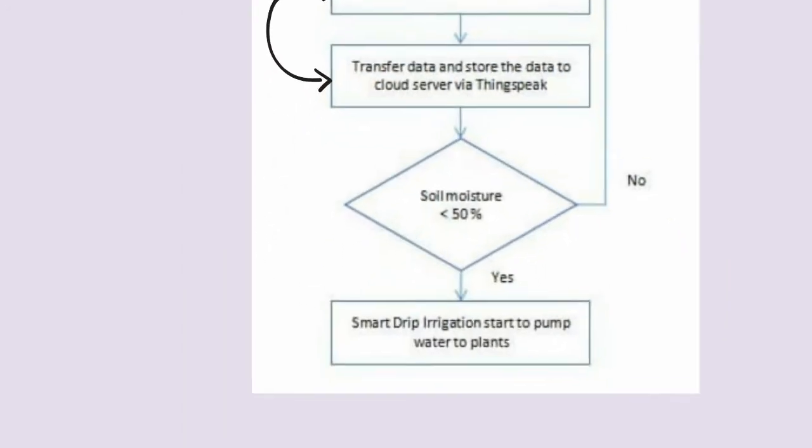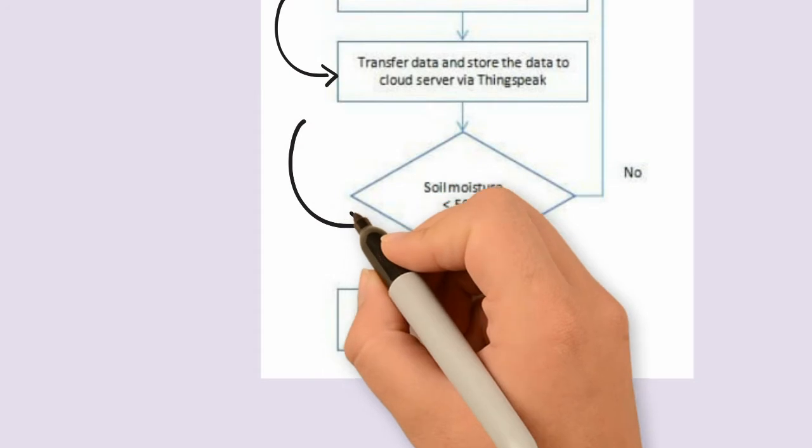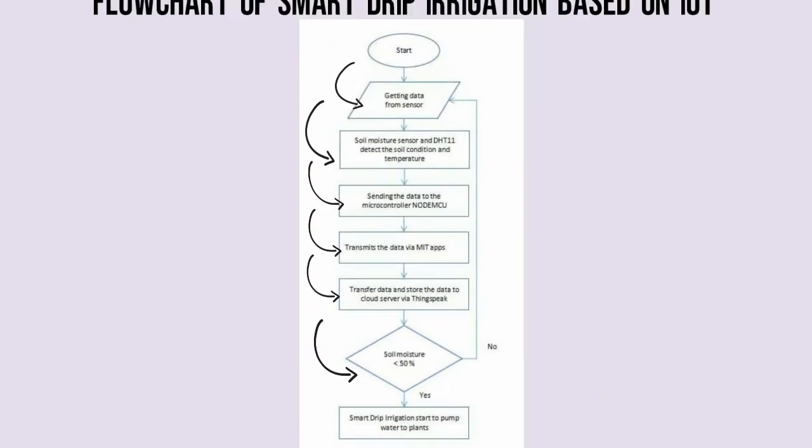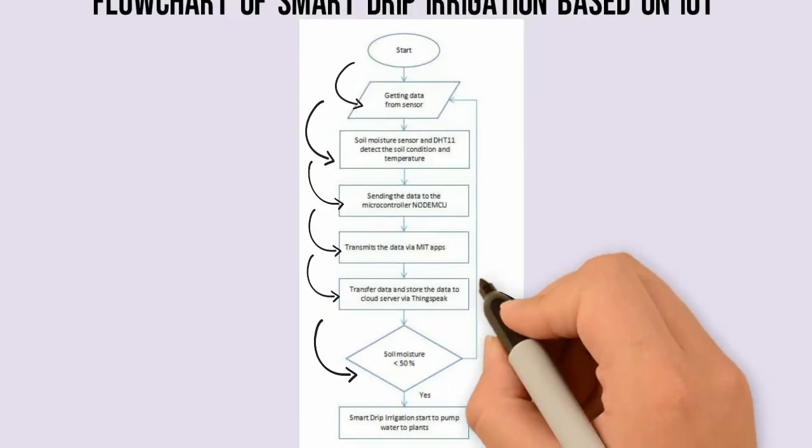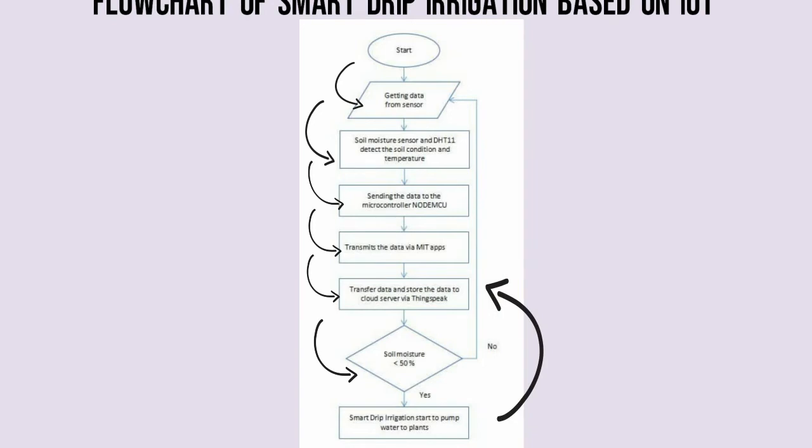If soil moisture is below 50%, then the water pump will start the irrigation. If not, then the motor will not pump the water and will continue to monitor the soil conditions until it reaches below 50%.